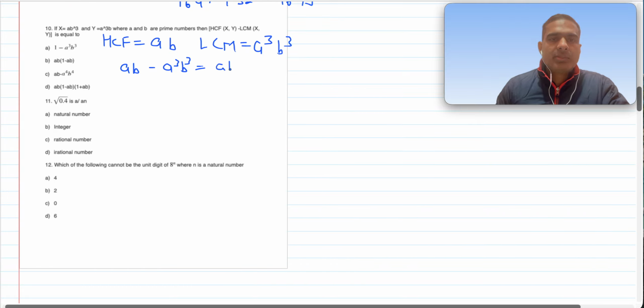So ab is present in both, I can take common, so it will be ab minus a square b square. So I can write 1 also as 1 square, so that will be ab times (1 minus a square b square), that is ab(1 minus ab)(1 plus ab). So our answer is option D.